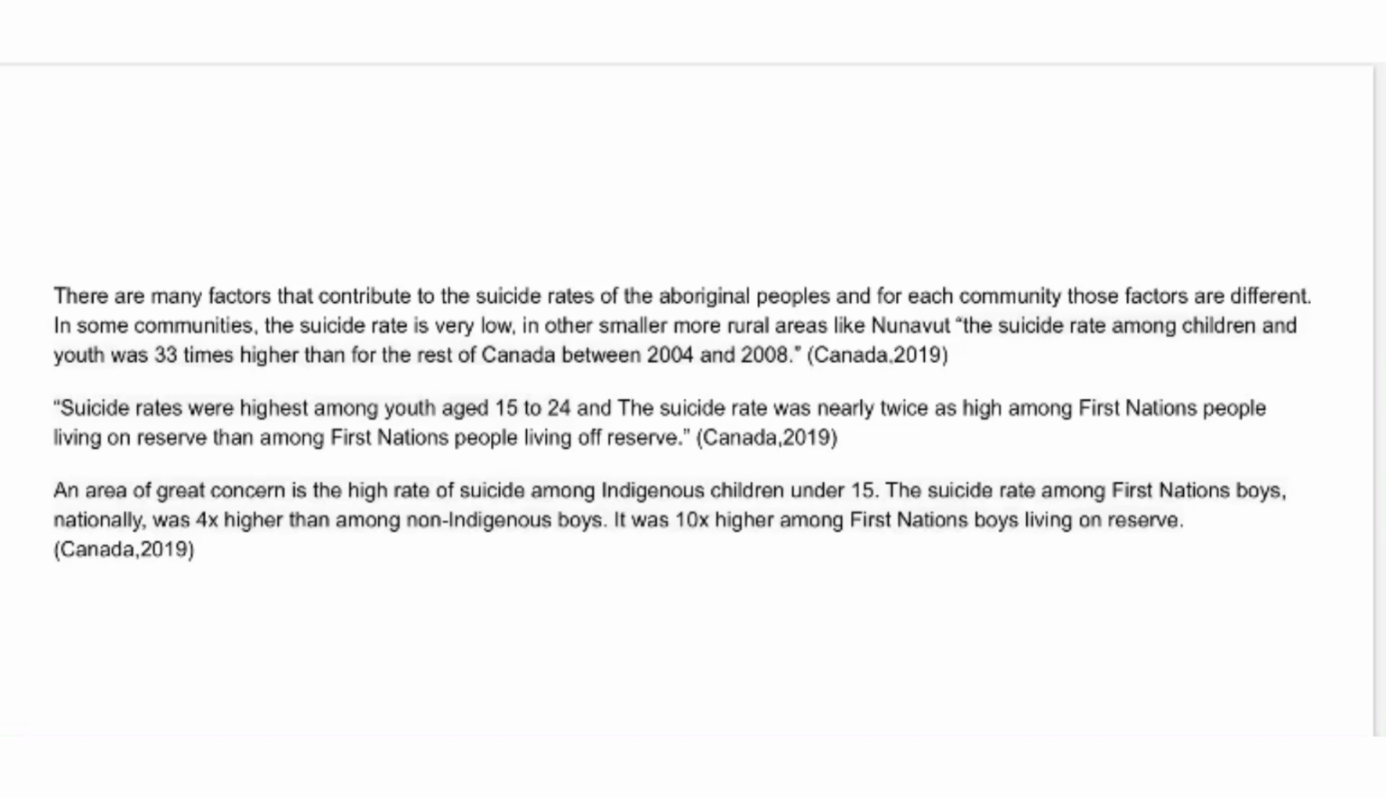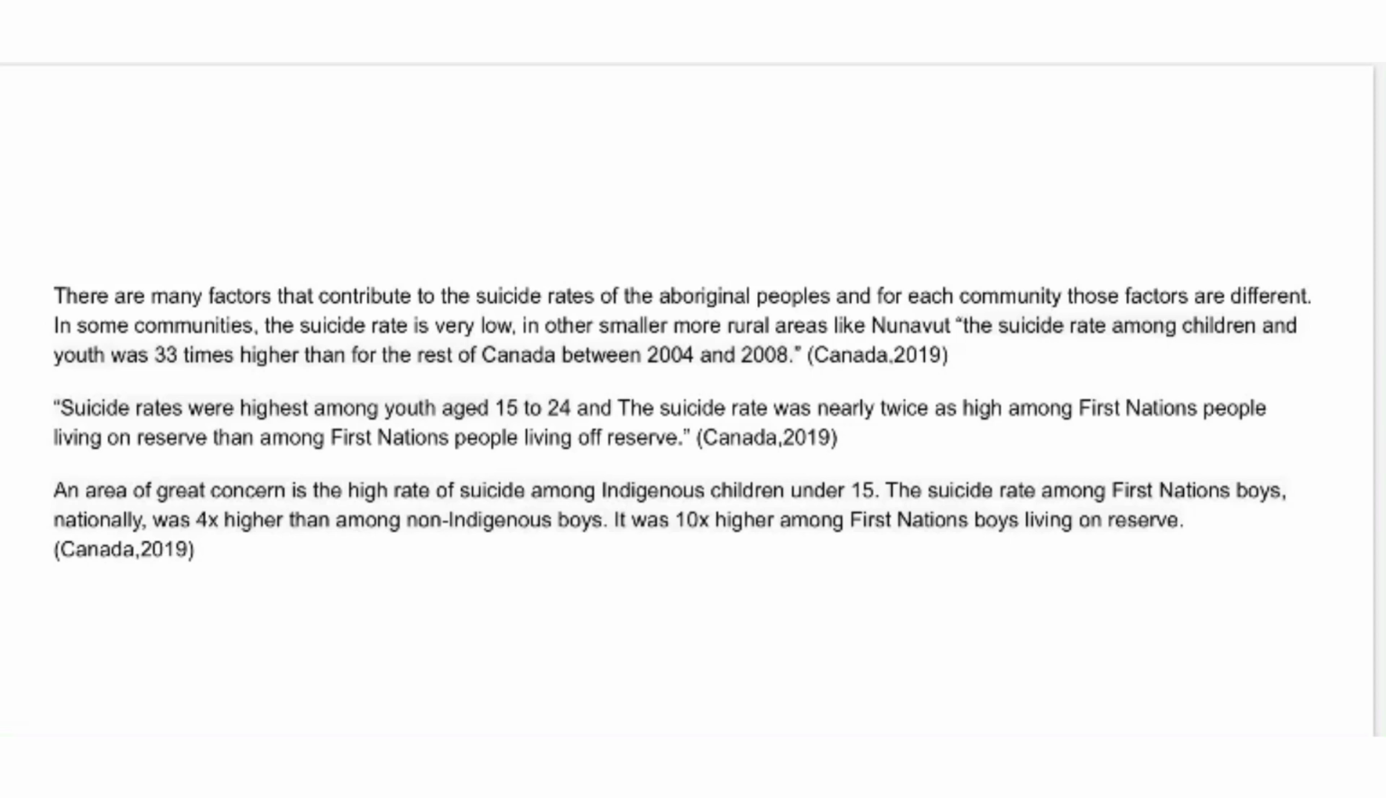There are many factors that contribute to the suicide rates of the Aboriginal people, and for each community, those factors are different. In some communities, the suicide rate is very low. In other, smaller, more rural communities, like Nunavut, the suicide rate among children and youth was 33% higher than the rest of Canada between 2004 and 2008. Suicide rates were highest among youth aged 15 to 24, and the suicide rate was nearly twice as high among First Nations people living on reserves and those living off reserve.